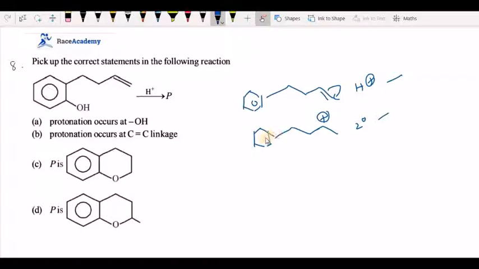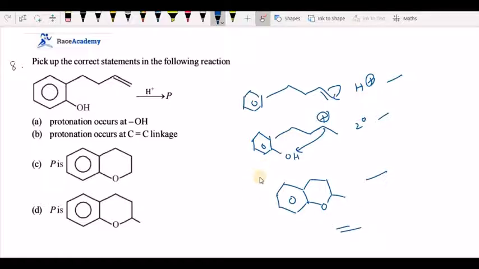What will happen here is that a ring closing also takes place, as we have the OH group attached to this benzene ring here. This allows the ring closing phenomenon. So it closes the ring. After the ring closing happened, a cyclic compound will be formed. This is the cyclic compound obtained in this one.